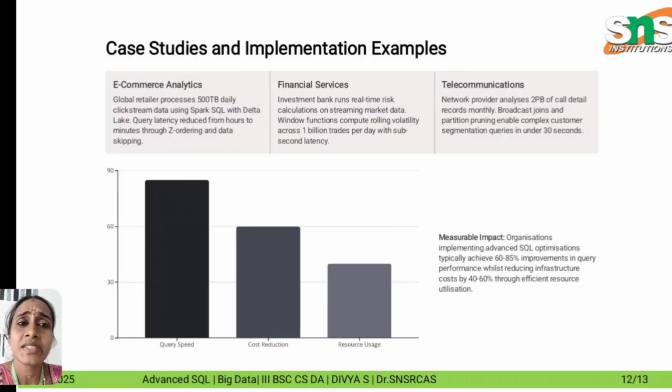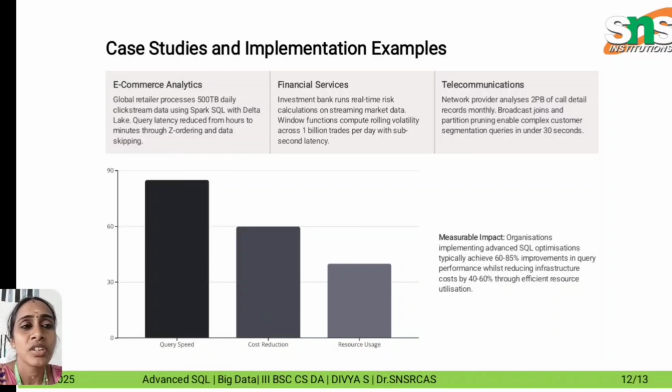Now I am taking case studies and implementation examples: e-commerce analytics, financial services, and telecommunications. For a global e-commerce company analyzing daily clickstream data using Spark SQL with Delta Lake, query latency was reduced from hours to minutes through Z-ordering and data skipping. In financial services, investment banks run real-time risk calculations on streaming market data, where window functions compute rolling metrics across 1 billion trades per day with sub-second latency.